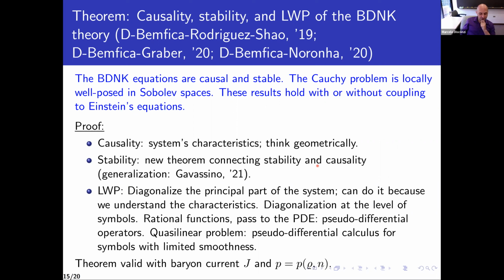Let me point out that this theorem actually works if you have a baryon current. I was ignoring the baryon current, but I just want to point out that this theorem is very general. It also includes a baryon current.